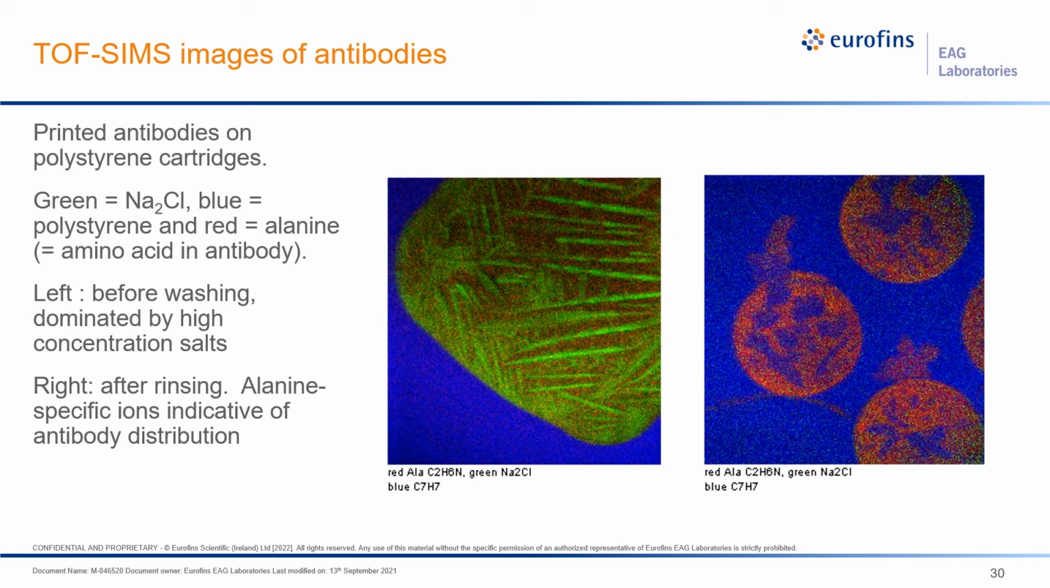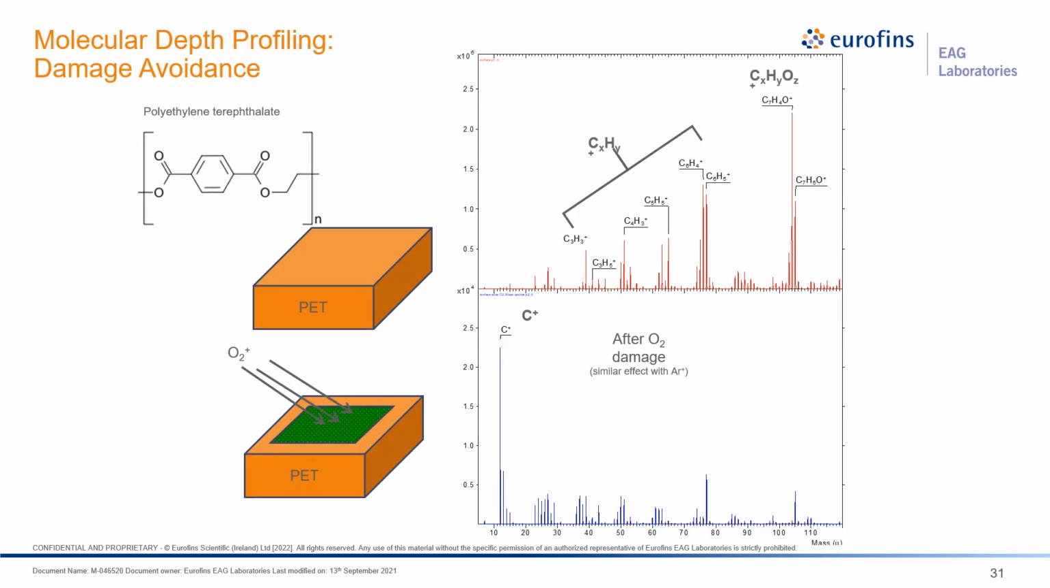Okay, let's move on to some depth profiling examples. In this case, we're looking at our old friend PET again. PET polymer, with a small portion of the mass spectrum, so we've got hydrocarbons and oxygen-containing species. If we sputter a soft material or polymer with an oxygen beam or a monatomic argon beam, we will damage that surface. The green represents the sputter crater here, and this is the spectrum you get after sputtering. You can see it's changed substantially.